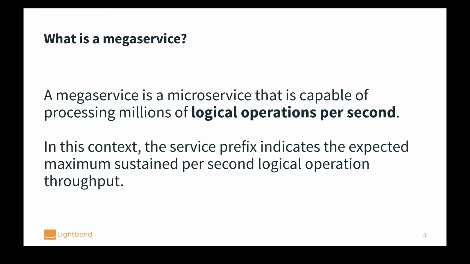But I wanted to play with the service prefix. Microservice implies that it's smaller than a monolith, less complex, more focused on a particular task than the traditional monolithic way of building applications. Here, the prefix implies performance characteristics. So mega is really pushing the boundaries, where a megaservice is a microservice capable of processing millions of logical operations per second. I'll define what a logical operation is in a second. The context of the prefix indicates the expected performance.